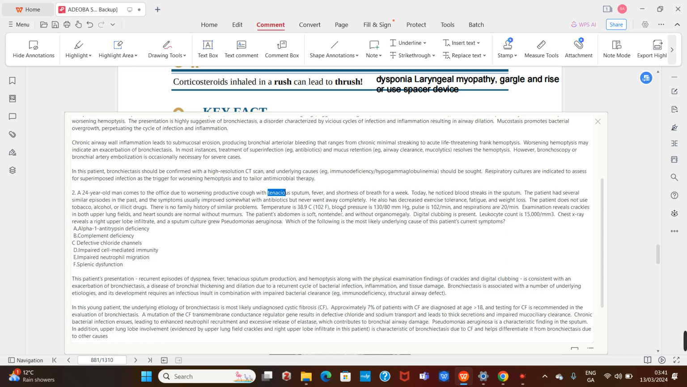Temperature is 38.9, blood pressure is 130, pulse 102, respiration 20. Examination reveals crackles in both upper lung fields and heart sounds are normal without murmur. The patient's abdomen is soft, non-tender without organomegaly. Digital clubbing is present. Leukocyte count is 15,000. Chest X-ray reveals a right upper lobe infiltrate and a sputum culture grows Pseudomonas aeruginosa. Which of the following is the most likely underlying cause of this patient's current symptoms?